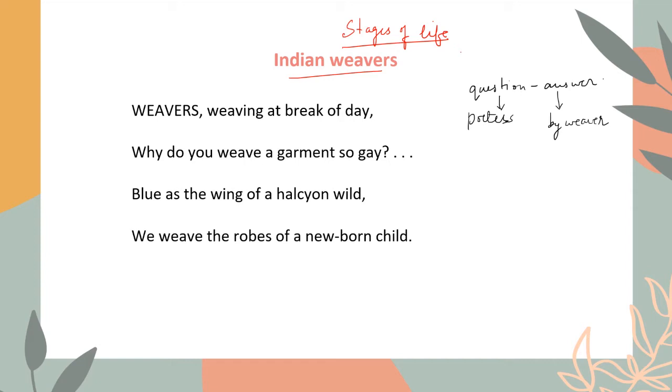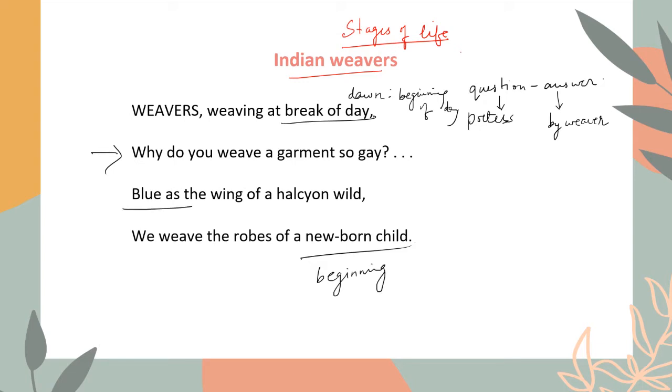So the first question is what the weavers are weaving at the break of day, that is at dawn, which is a symbol of beginning, which is beginning of the day. And the weaver replies that they are weaving robes for a newborn baby, which is also a symbol of beginning of a life. So the garment is bright blue as the colorful plumes of a halcyon, which is actually a kingfisher.